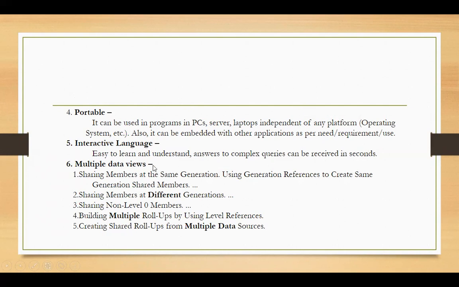Interactive language. It's easy to learn and understand, and answers to complex queries can be retrieved and received in seconds. And the multiple data view characteristics. First, sharing members at the same generation level using generation references to create same generation standard shares. Second important point, sharing members at different generations. Third, sharing non-level zero members. Fourth, building multiple roll-ups by using level references. And fifth, creating shared roll-ups from the multiple data shares. These multiple data view characteristics will be understood in detail when you focus on the SQL Server point of view.